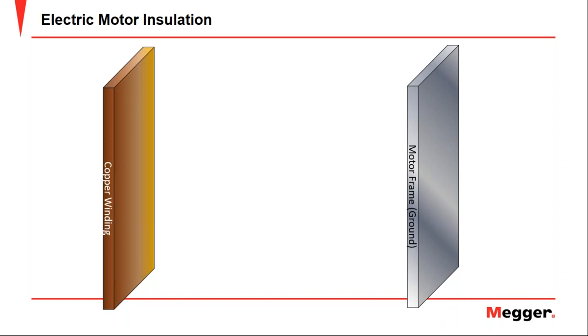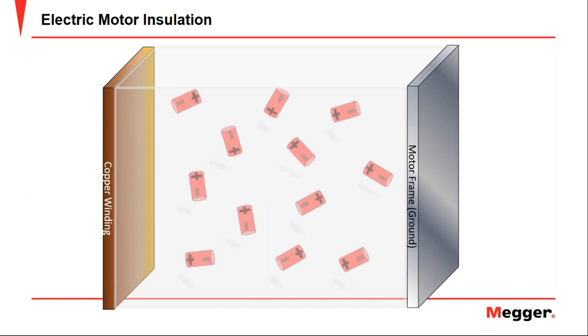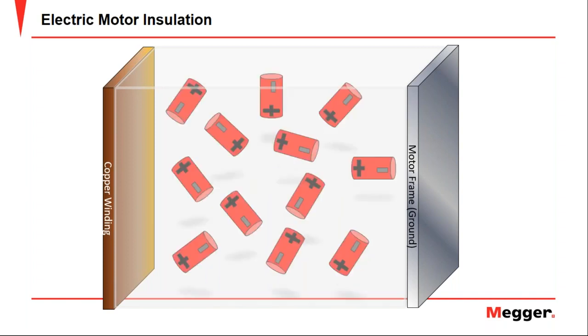Well, here we have a graphic representation of an electric motor insulation, where we have the winding represented by a copper conductive plate, the casing that in this case is our ground reference, and the material between them that we define as insulation. Into the insulation material, we can see a lot of dipoles and free electrons.